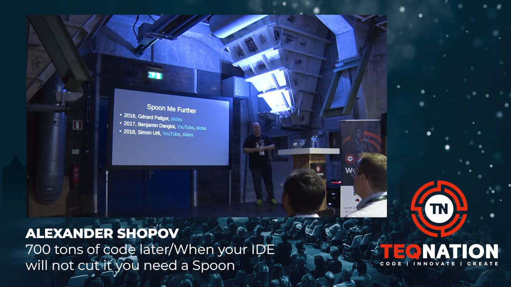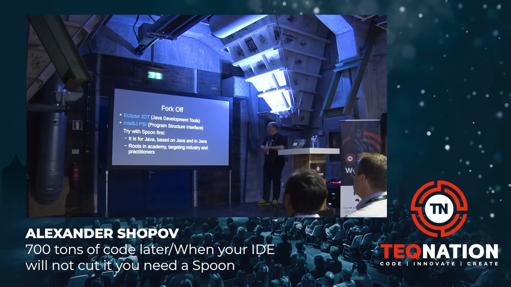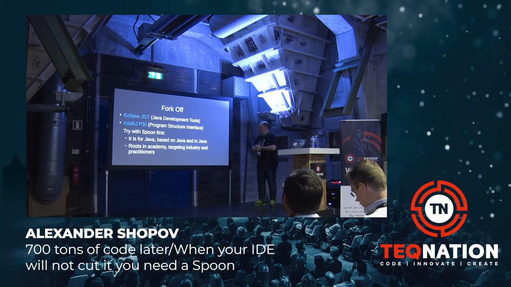Or you may still not be convinced that Spoon is the right thing for you. Then, in order to fork off, you have two options. Either try the JDT, the Java Development Tools from Eclipse, or try IntelliJ's Program Structure Interface. Yet I implore you to still try Spoon first, because it's deeply rooted in Java, and it's especially geared towards the Java practitioner rather than your full stack developer. It has roots in academia, but it's also used in industry.